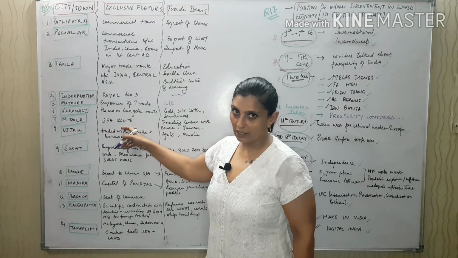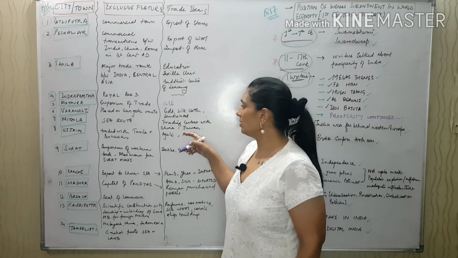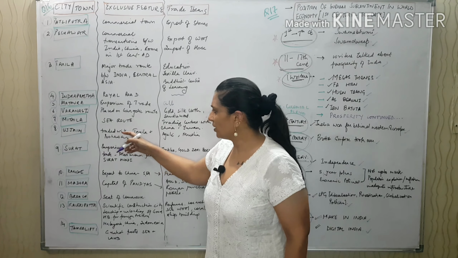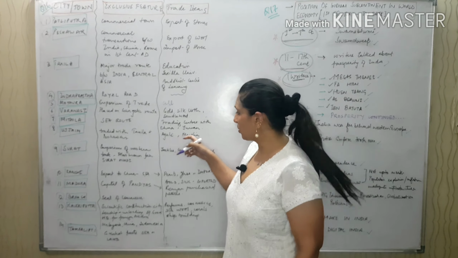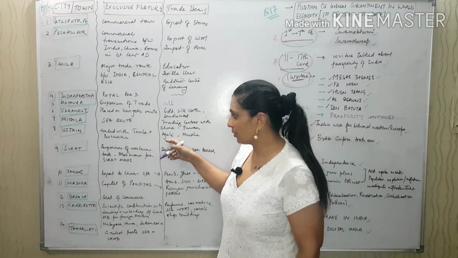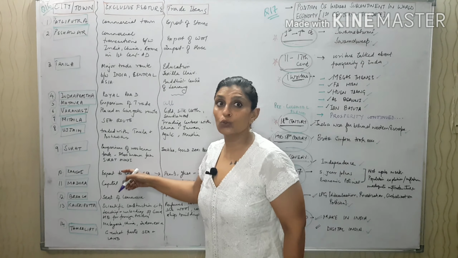Mithila had a sea route and trade. It was a trading center with China and Iran. Then Ujjain traded with Taxila and Peshawar, where agate and muslin cloth and agate stone were being dealt with. Surat was the emporium of western trade, also known for Surat Hundi.